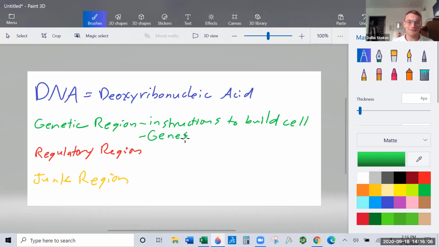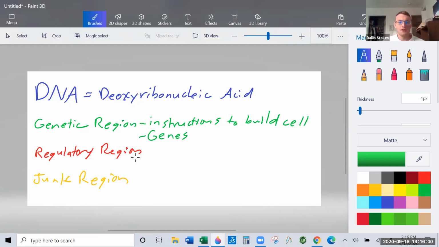If you think of a recipe, it has instructions on how to make a pie or something like that. Well, a gene is like a recipe for a protein instead. Each protein is different and has a different job in the cell, and so each gene is different, specifying how to build a different protein. And again, we'll go into that more in week 5. So the genes are the recipe for how to build the specific protein components of the cell. And those are in the genetic regions.